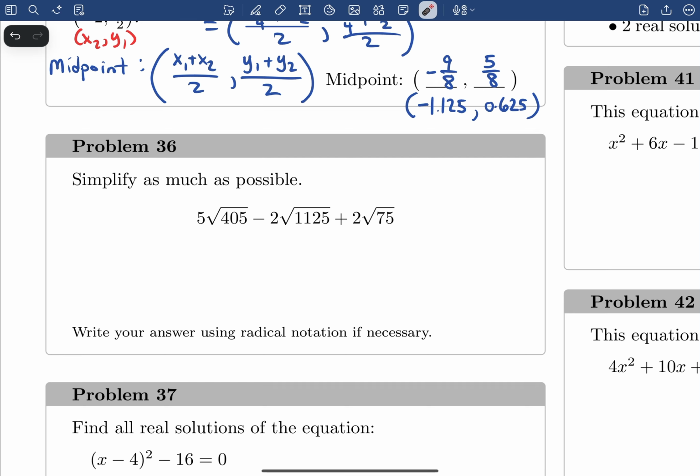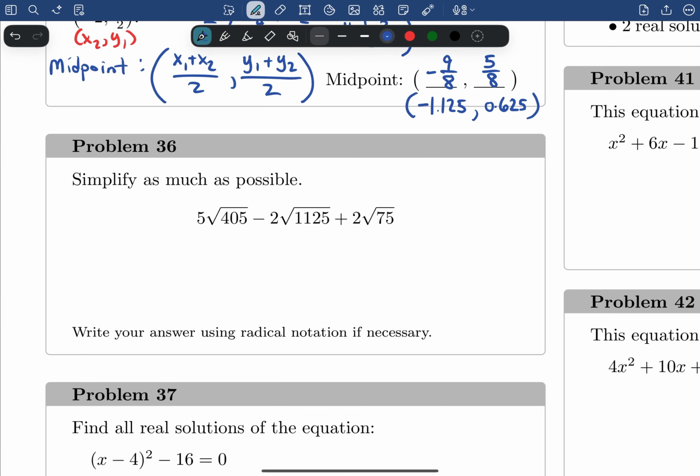Now simplify this as much as possible, and we see 5 times the square root of 405 minus 2 times the square root of 1125 plus 2 times the square root of 75, and we think, oh my gosh, what is going on here? Okay, and so we're going to move straight into radicals. Okay, that's what this section's about. And our goal is to take 405 and split it into 2 radicals. And then take 1125 and split that into 2 radicals. And then take 75 and split it into 2 radicals.